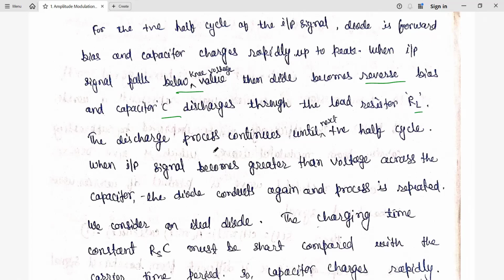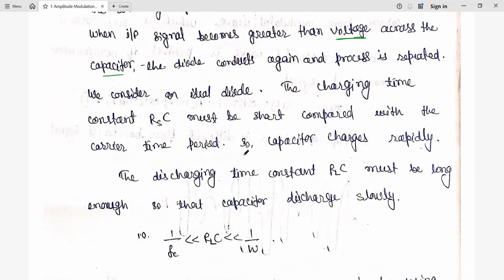It is going to discharge until it gets the next positive half cycle, and again the input signal becomes higher than the voltage across the capacitor. For the next positive half cycle, the input signal should be higher than the voltage across the capacitor. Then the diode is going to conduct, and this process of charging and discharging will be repeated.